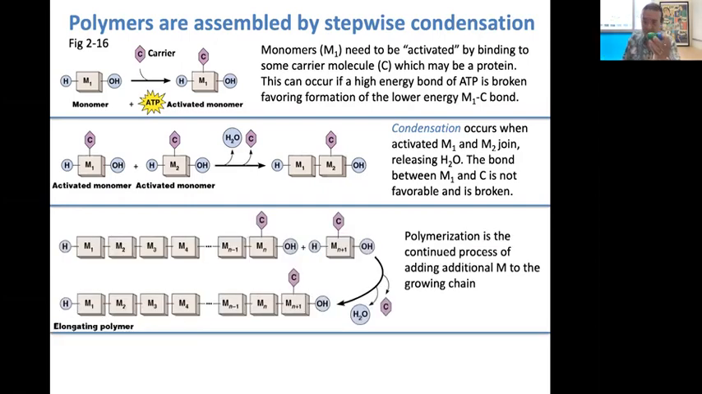So this process will continue then. Another activated monomer gets added on, another molecule of water is released, and so polymerization is this continued process until you have a big chain of them.